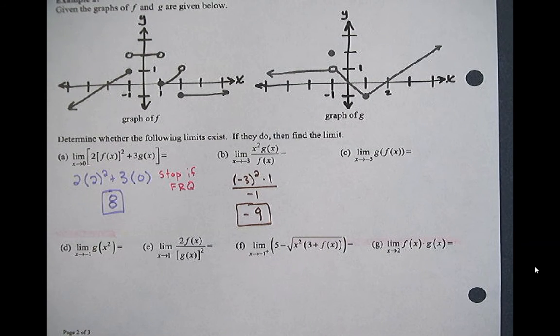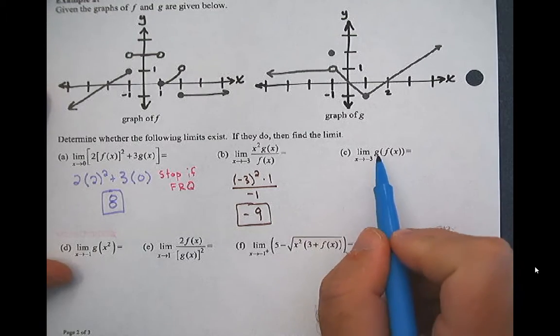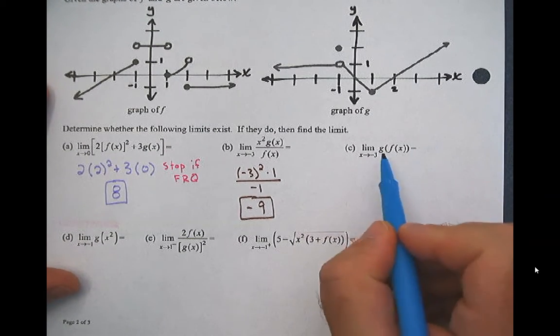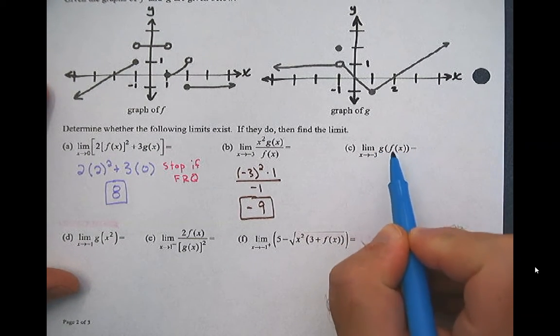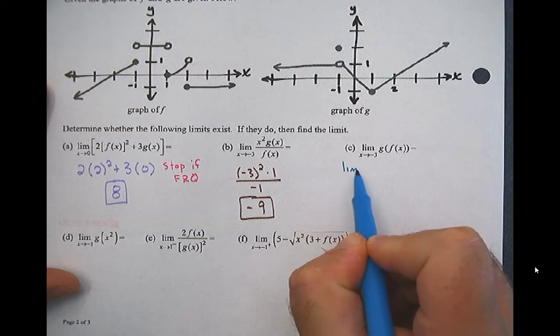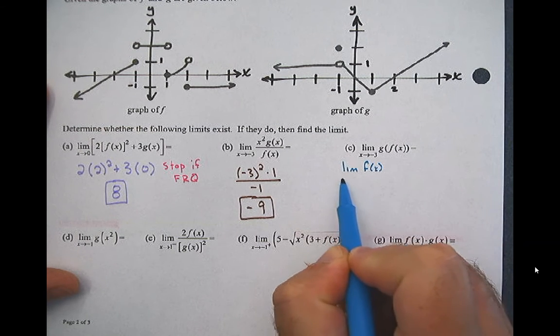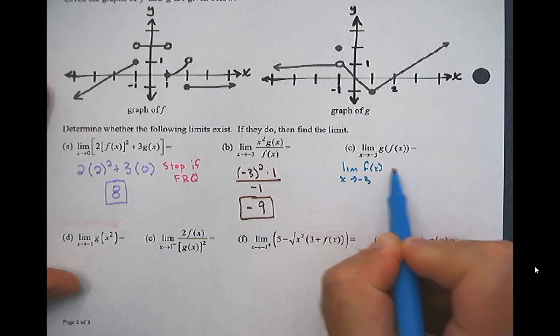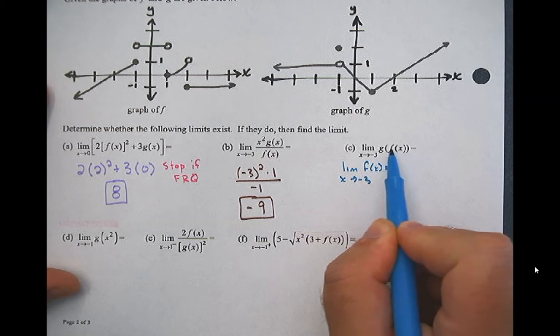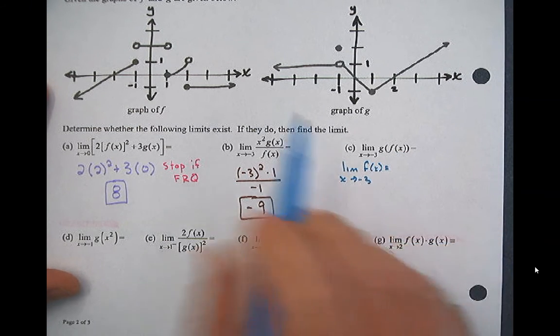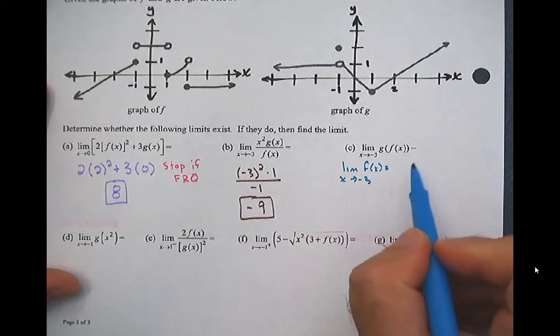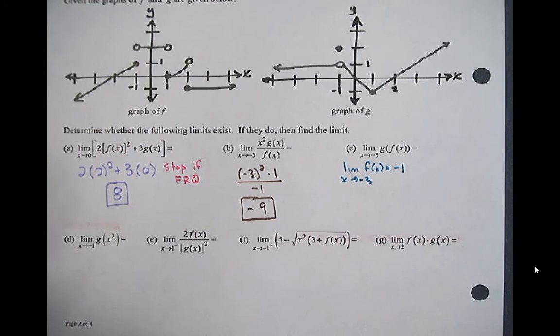What's the limit? Oh, this is the crazy one. All right, good. I'm glad we got one of these. So let's go. We're going to do the inside limit first. So that's the limit of f of x as x approaches -3. That's what I mean by inside function. It's the one inside the parentheses. So f of x has a limit of -1 as x approaches -3.